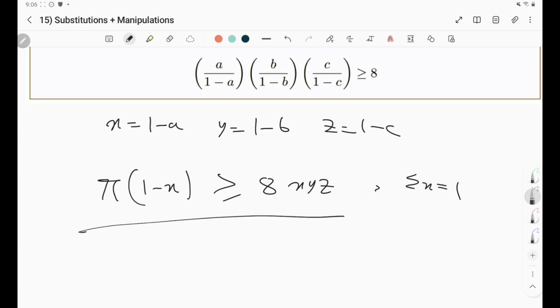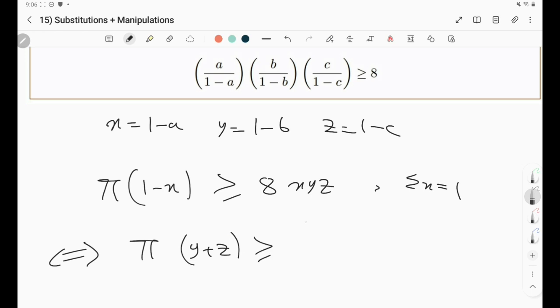So now if you look at this, how can you prove this? Well, guess what? You know that sigma x is equal to 1, so you can literally homogenize this easily. 1 is sigma x, so it's just going to be y plus z, and so on, is greater than or equal to 8xyz, which is true of course by AM-GM.